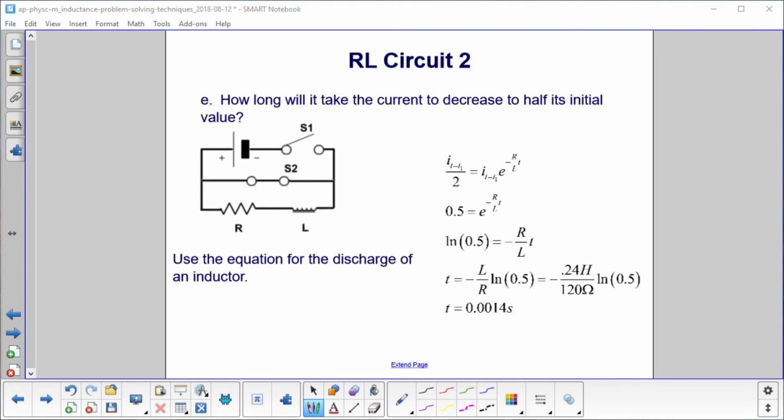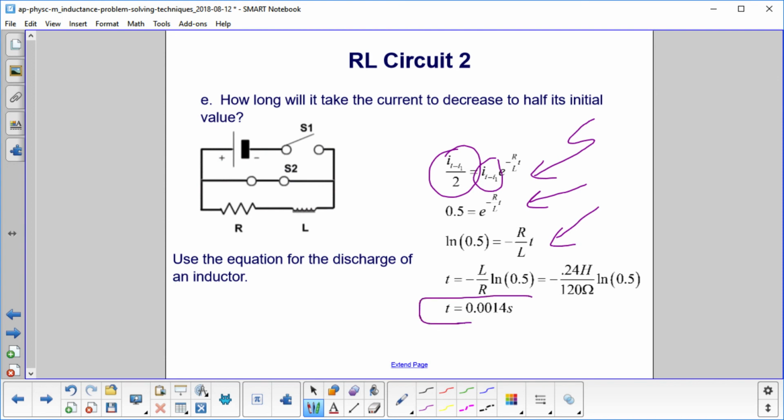Let's use the equation for the discharge of an inductor, and we want the current to decrease to half of its initial value, which is what it had at time equals t1. So here's our I of the initial value divided by 2. Then we just do some math. We take the ln of both sides, plug in our numbers, and then we get time is equal to 0.0014 second. The key thing was this step right here, and then after that it was just some basic math.